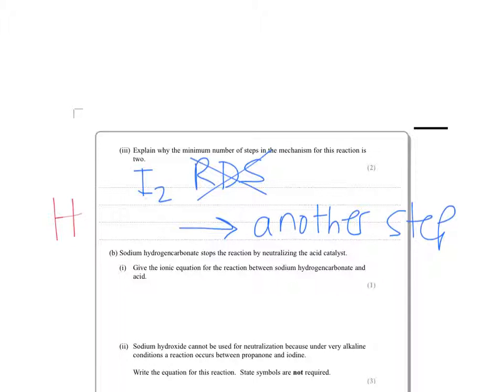Interestingly, H plus does appear in the rate equation but does not appear in the chemical equation. This must mean that it is a catalyst.